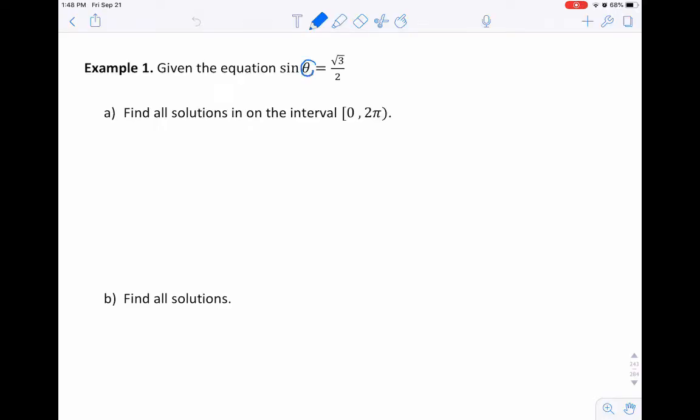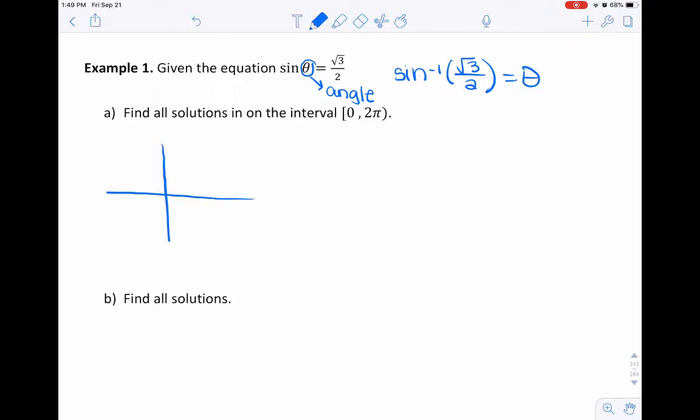To solve a trig equation means you need to find the angle that makes the equation true. One way to do this is that you could rewrite it in inverse form. In this case, the inverse form would be sine inverse of square root of 3 over 2 is equal to the angle. I'm going to leave it in the original form.